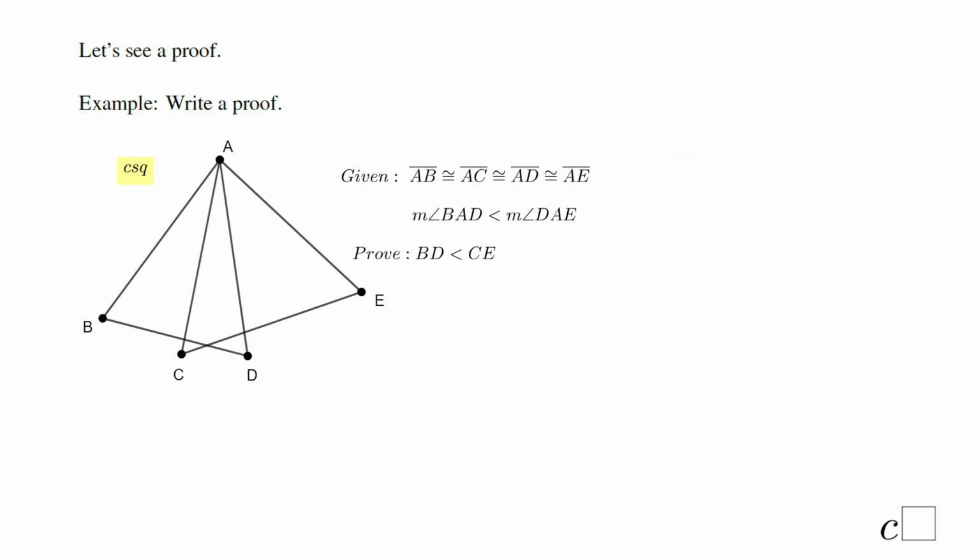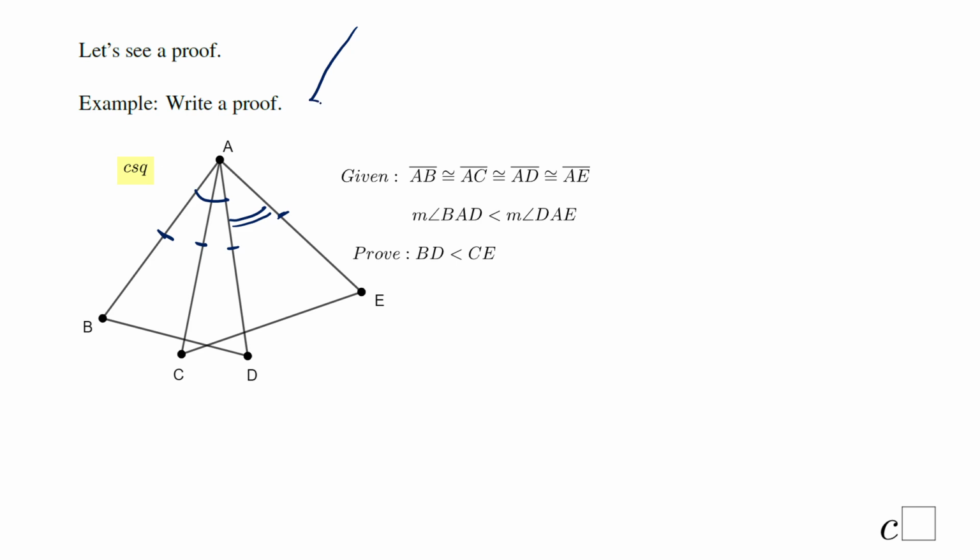Finally, let's see a proof. In this one we are given that AB is congruent to AC, congruent to AD, congruent to AE. Then we know that the measure of angle BAD is less than the measure of angle DAE. So my first thing will be to redraw the picture here.